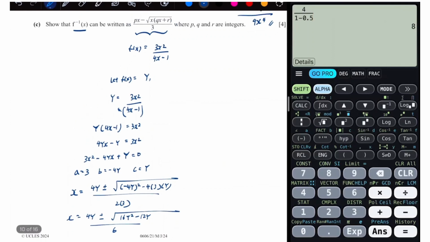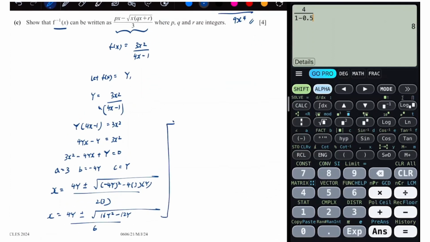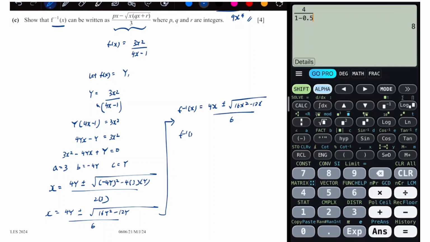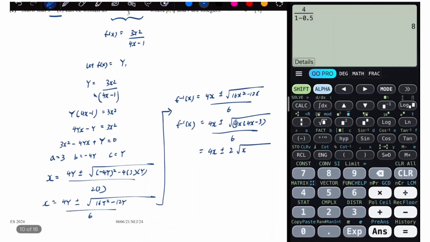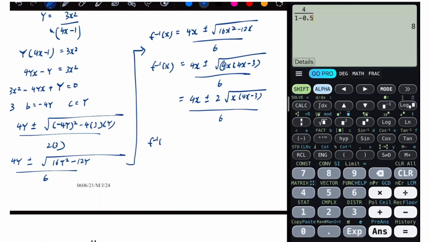So now, we have to switch back everything so that it becomes f inverse. Everything now will change from y to x, over 6. So what do we do now? Okay, we can still simplify everything. 4x plus minus. It's 16 here, 12 here, so just factorize 4. That would be 4x minus 3 over 6. 4x plus minus 2, so I'm going to take out a 4. It's going to be x squared minus 3x over 6. But we are not done yet. So we can still simplify.